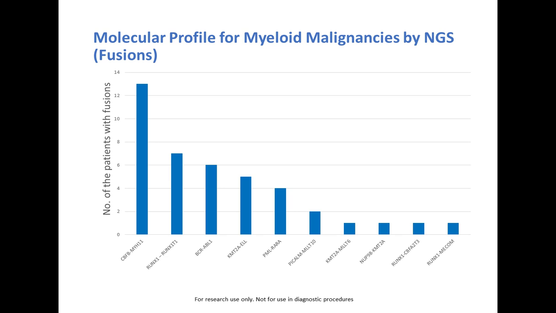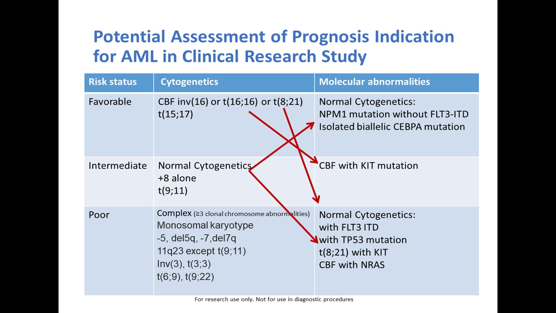What about the fusion profile? We have mostly CBFB-MYH11 translocation. Next is the RUNX1-RUNX1T1, and then BCR-ABL1, KMT2A rearrangement, and PML-RARA.